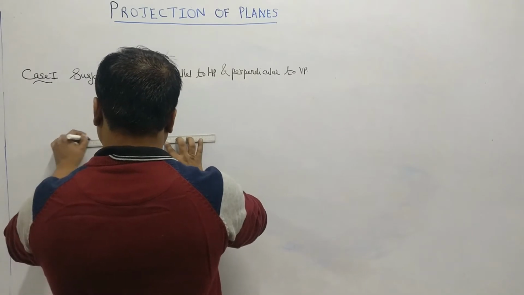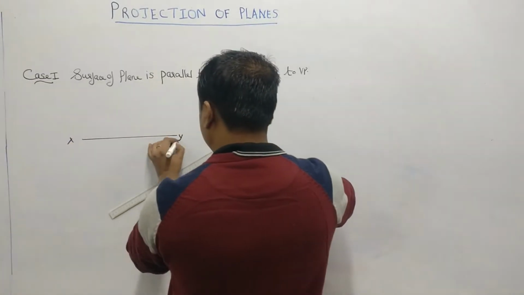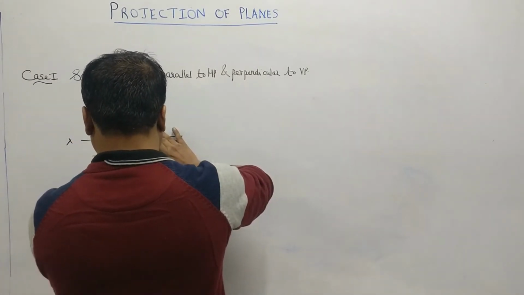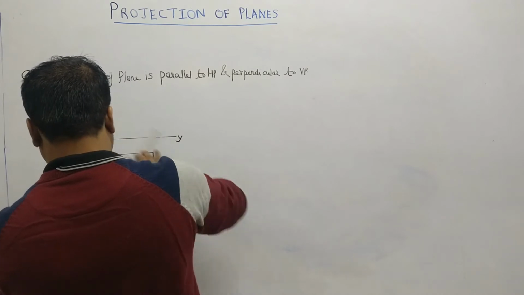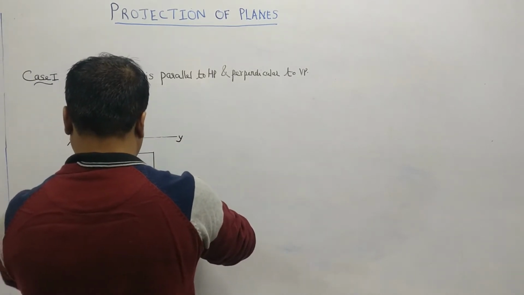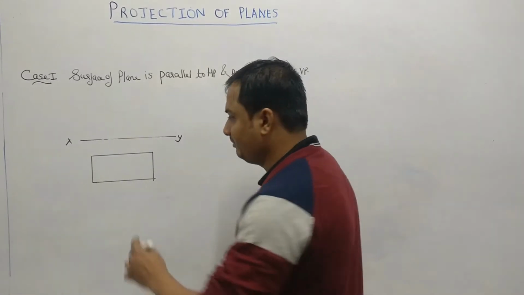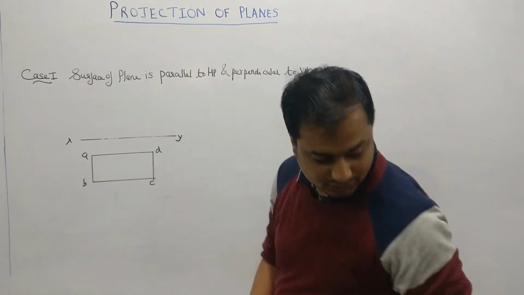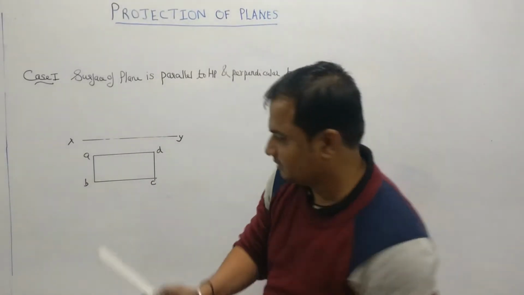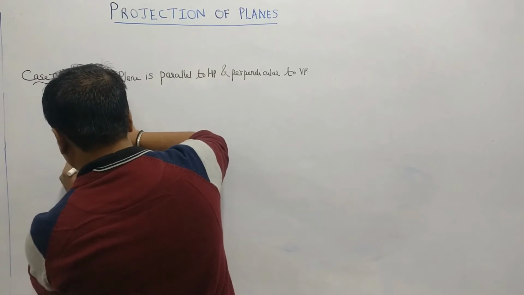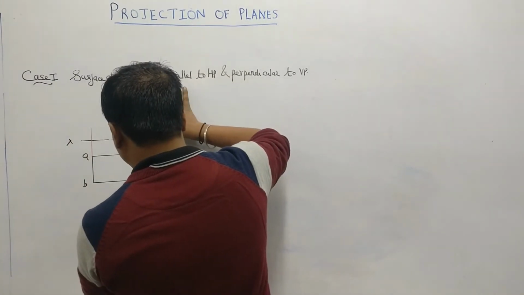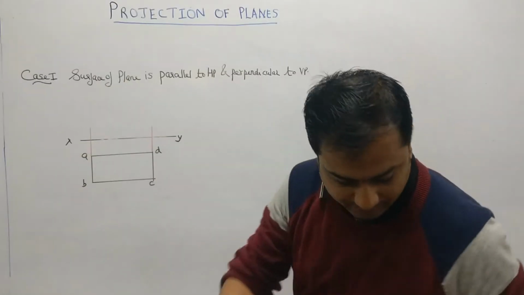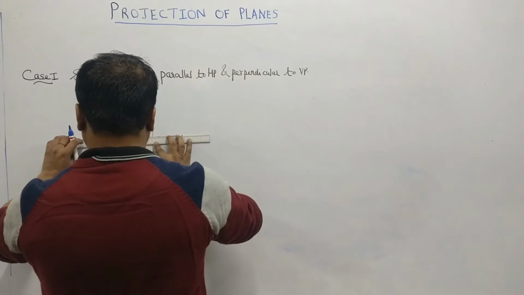If this is my XY, the top view will be a rectangle with the naming: this is A, this is B, this is C, and D. And the front view will be a line. So the vertical projectors from AB and the vertical projectors from CD. So the front view is going to appear in the form of a line. I will be taking the front view in XY itself. So this will be my front view.